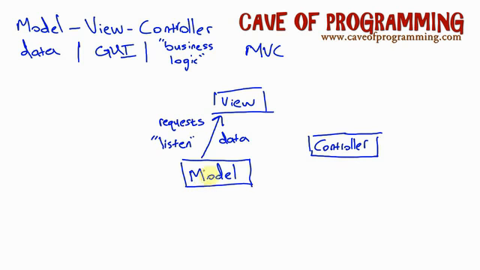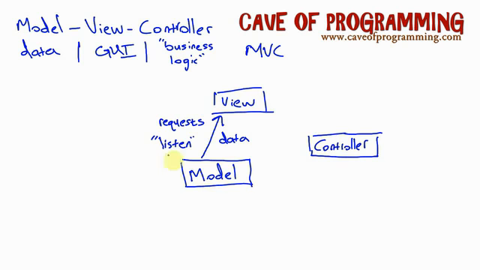So you might wonder, how can the model notify the view of things that are happening if the model doesn't include any classes that are part of the view? And the answer to that is this listening thing. It's what we call the observer pattern, which is one of the patterns that we'll be looking at in these tutorials.